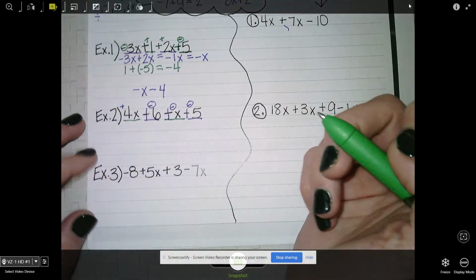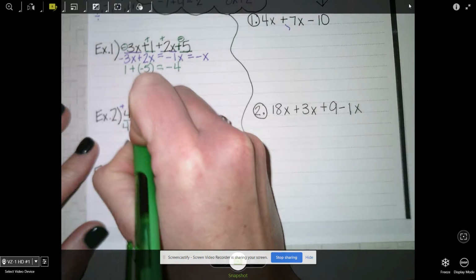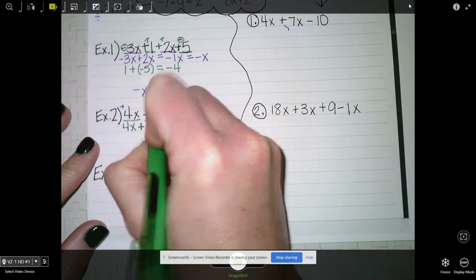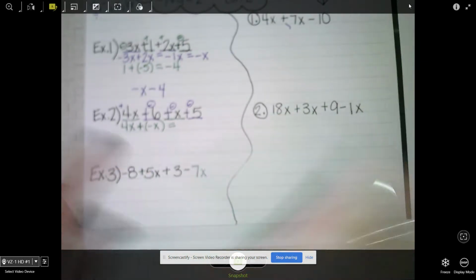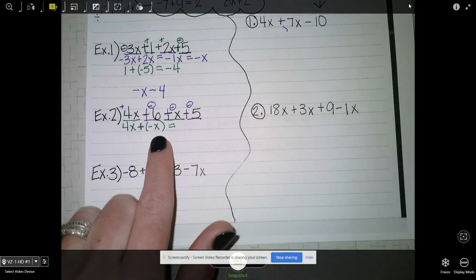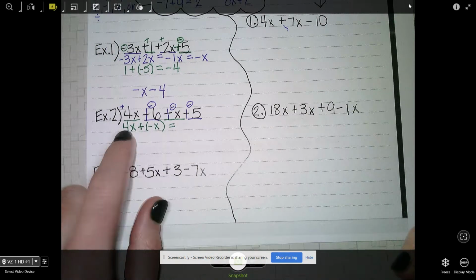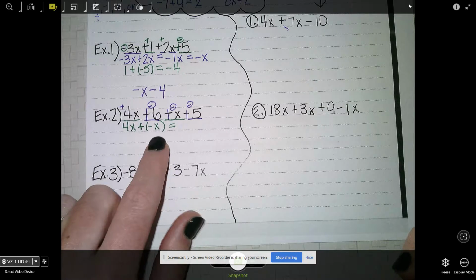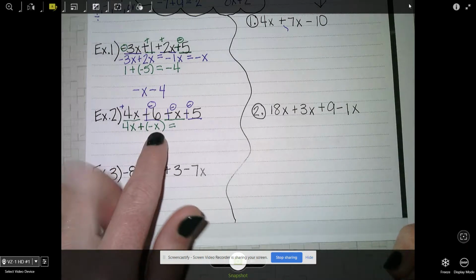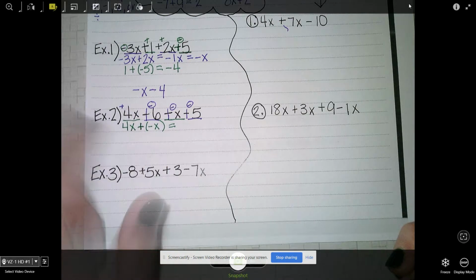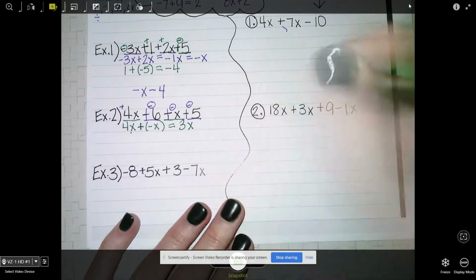So I have 4x and x. So I'm going to do 4x plus negative x. And what that will do is we're going to assume that this is a 1 like we've talked about. So what I'm going to do here is I'm going to say, okay, what is 4 plus negative 1? So remember, your rules of addition are to subtract and keep the sign of the larger. So it would be 4 minus 1, and I would get 3. And the larger is positive, so it's 3x here.